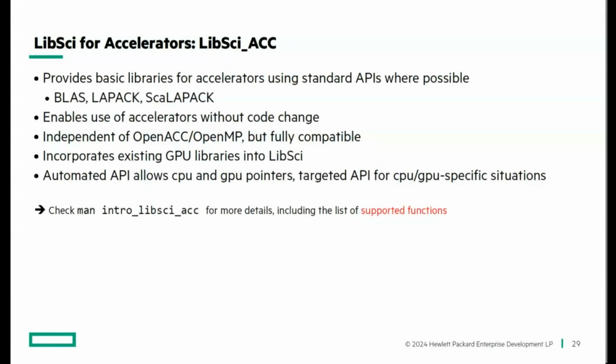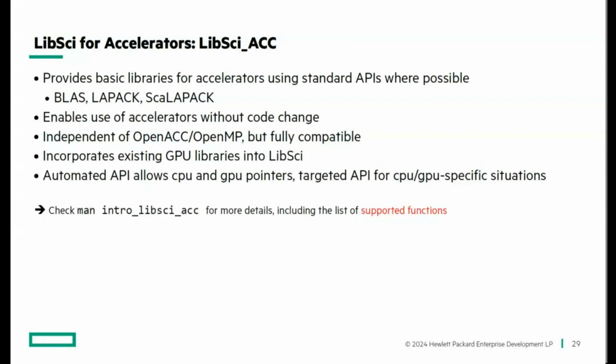The next thing is, I said I'd mention something about the libsci library. So libsci has a version called libsci-ac. It's basically giving you dense linear algebra, so it's giving you BLAS, LAPACK, and SCALAPACK support. And it was written to be a nice, easy interface so that you wouldn't really have to change your code at all. It's compatible with, but independent of, OpenACC and OpenMP. And it's essentially providing you a nice wrapper to whatever the vendor GPU libraries would be. Now, one nice thing about this is it has an automatic API which will work whether your pointers to your data are GPU pointers or CPU-based pointers.